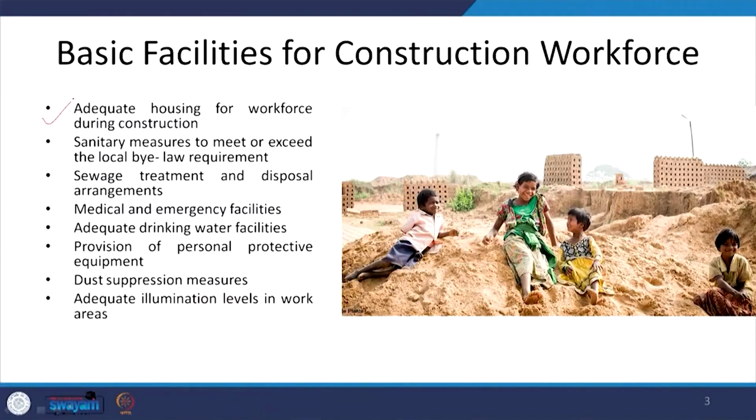provided. These basic facilities include adequate housing for the workforce during construction, and sanitary measures, for example, toilets, washrooms, bathrooms, the sewage treatment and disposal arrangements for the construction workforce, and the housing and sanitation measures which are provided for them. Also, medical and emergency facilities have to be provided on site while the work is going on. Adequate clean drinking water facilities. It is not just any water which should be made available to them, it is potable water which should be provided. Then provision of personal protective equipment.